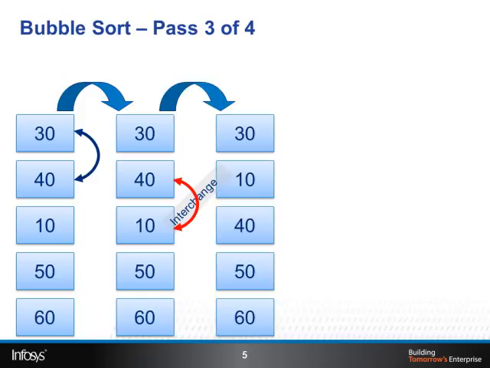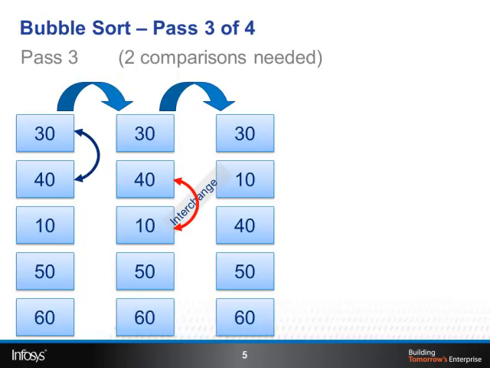At the end of pass 3, we have the third largest element in the data set occupying the correct position, which is the third position in the data set. It is important to note here that in total 2 comparisons are involved in pass 3 and 1 interchange of the data is carried out.